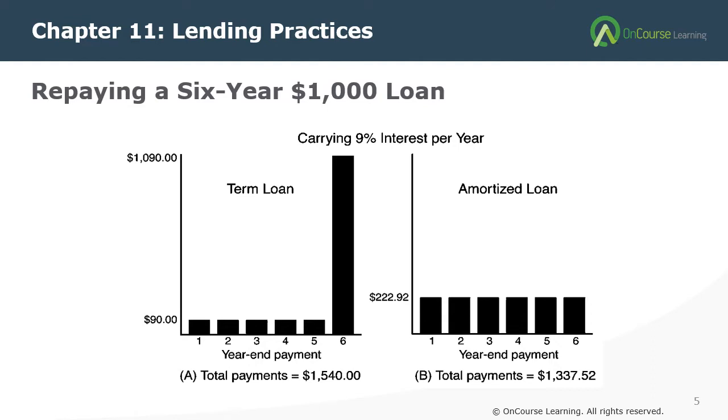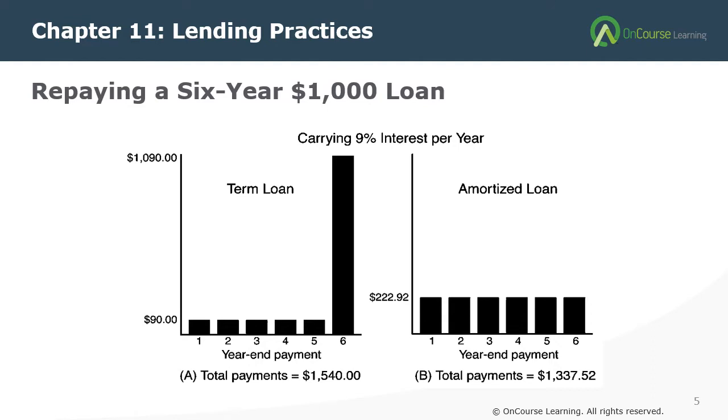With a term loan, only the interest is paid annually. So 9% of $1,000 is $90. So $90 is paid every year, years 1 through 6. However, in year 6, the borrower has to come up with this huge repayment of the principal, the $1,000. So that final payment is $1,090.